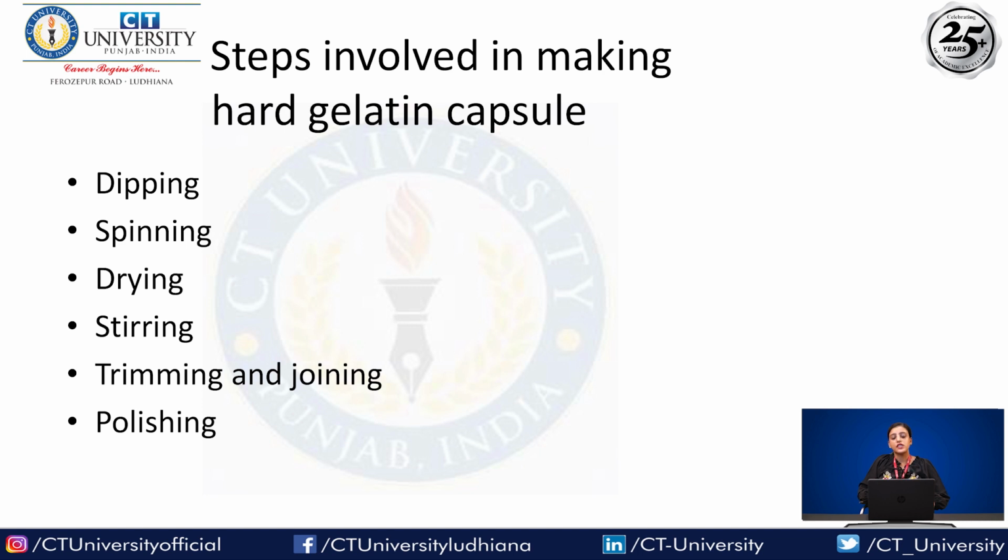So next, how can we manufacture hard gelatin capsules? The steps involved in making empty gelatin capsules are: first dipping, spinning, drying, stripping, trimming and joining, and polishing.